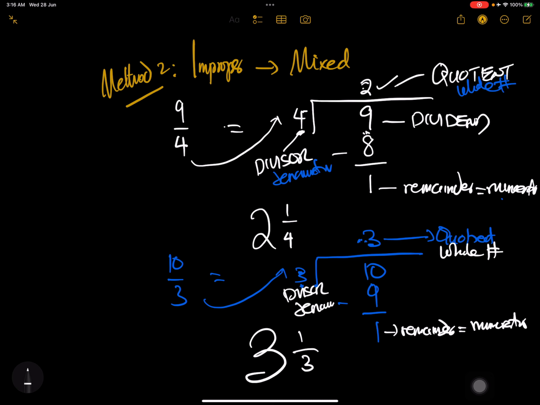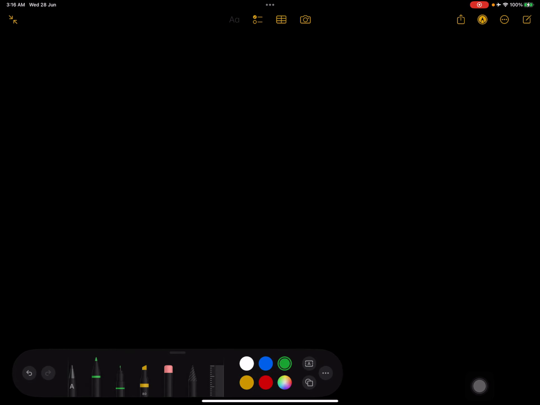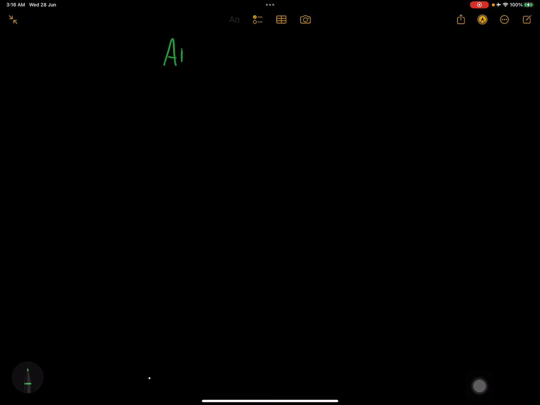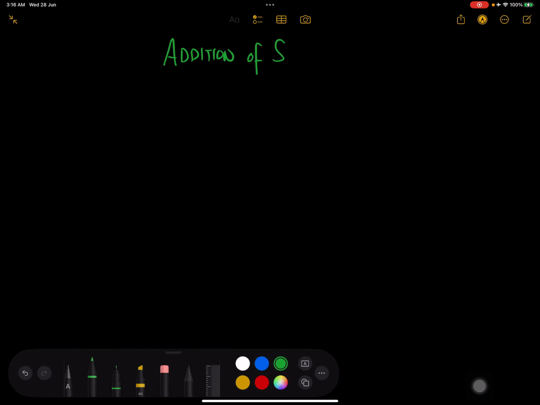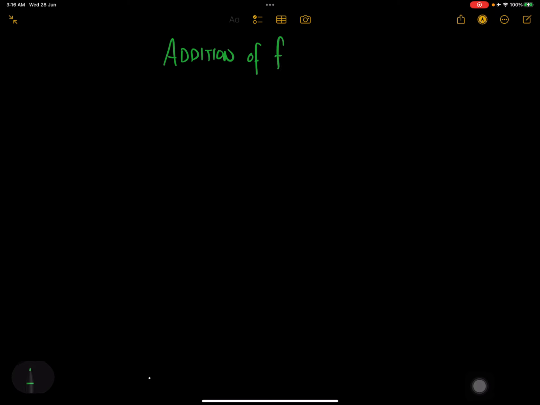Now we're going to continue with fractions and look at how we're going to be able to add fractions. First, we look at addition of fractions, and later we'll look at subtraction, multiplication, and then division. So we're looking at addition of fractions.